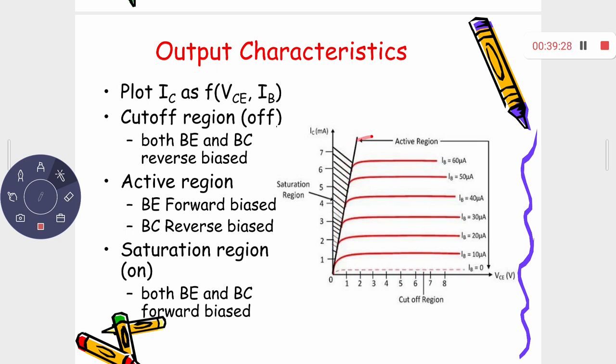In between that, we have the region of our interest. The region of interest in amplifier design is this one, the active region, where the base emitter junction is forward biased and the base collector junction is reverse biased.